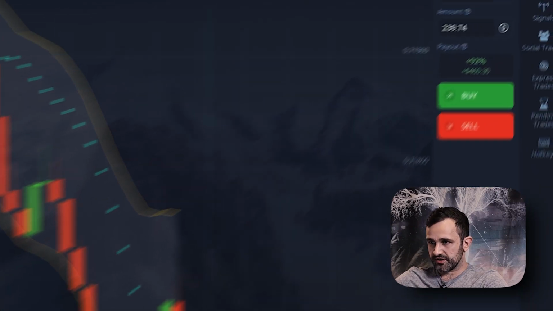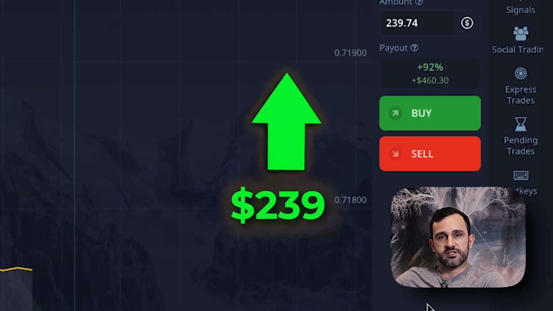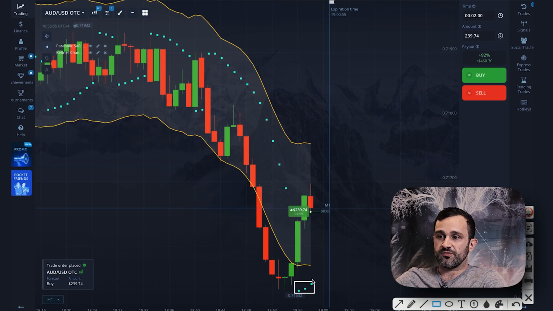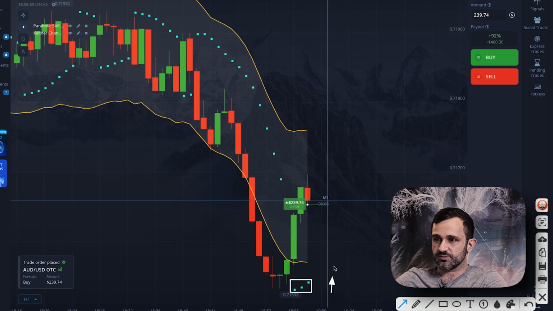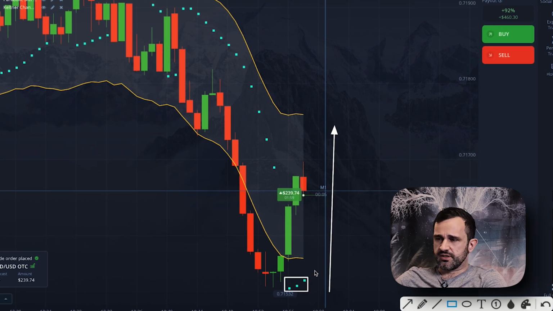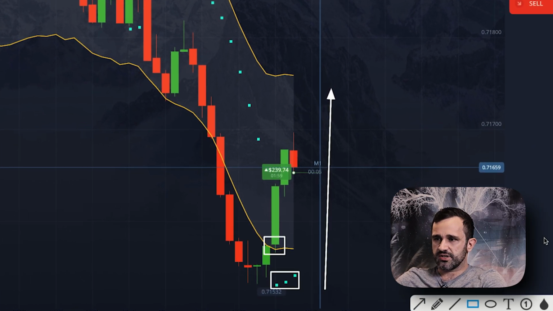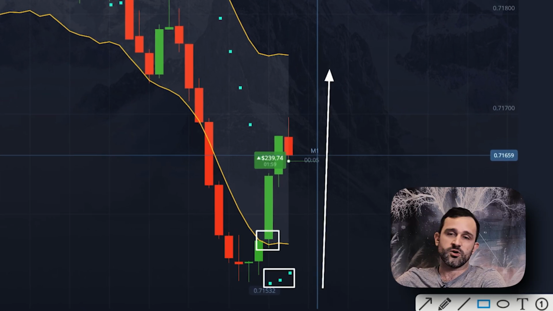The market starts to reverse and I enter long. $239. Parabolic dots are already below the candlesticks, meaning the downward phase has ended and the market has moved into a corrective growth phase. From Keltner, you can see that the price bounced off the lower channel boundary and started returning inside the range. Typical behavior after oversold conditions.